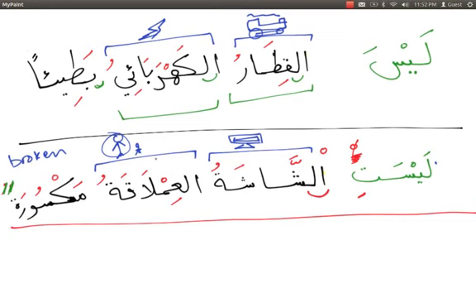Okay. So this is all for this lesson. The next lesson we'll learn how to negate the sentence that starts with kana. How to negate the sentence if it was in the past tense, or at least the nominal sentence that starts with a noun. How to negate that when it starts with kana.